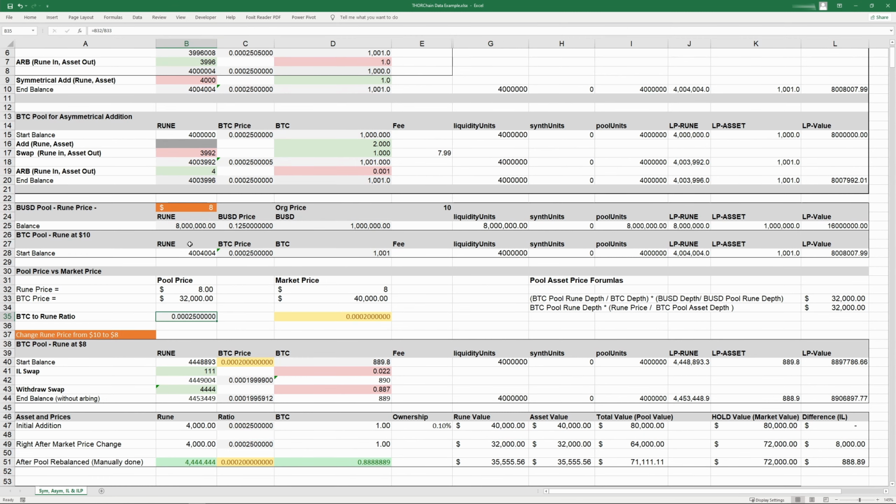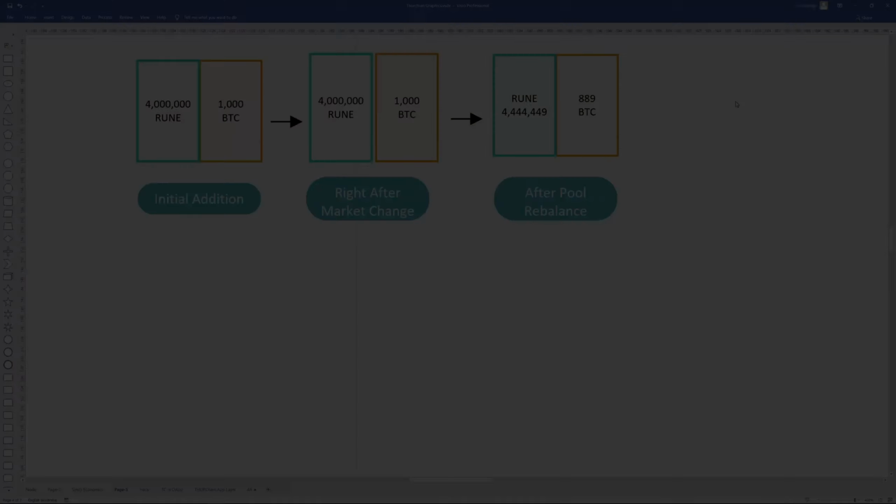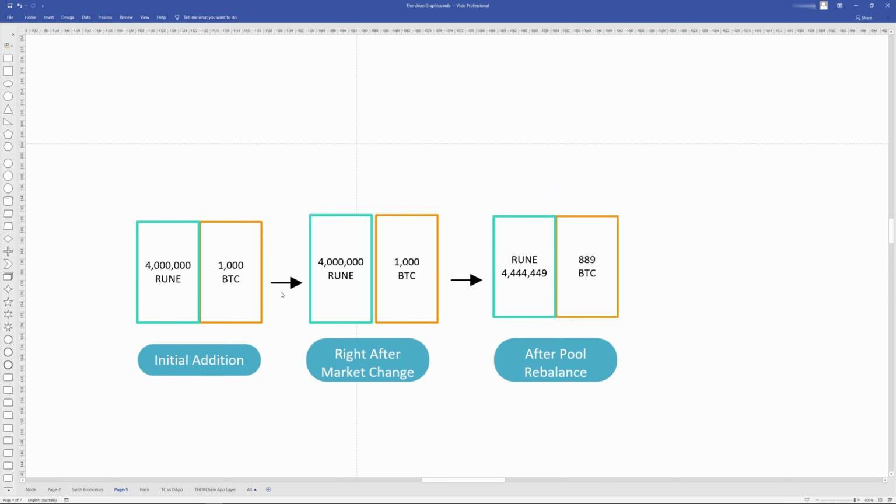So what needs to happen is a BTC pool needs to be moved from its current ratio to the market ratio here. And this is where the arbitration process is, where the ARBs come along and they do that for you. Switching to Visio here, I just wanted to show what's actually happening to the pool, and then we can go back to understand what's happening with our position.